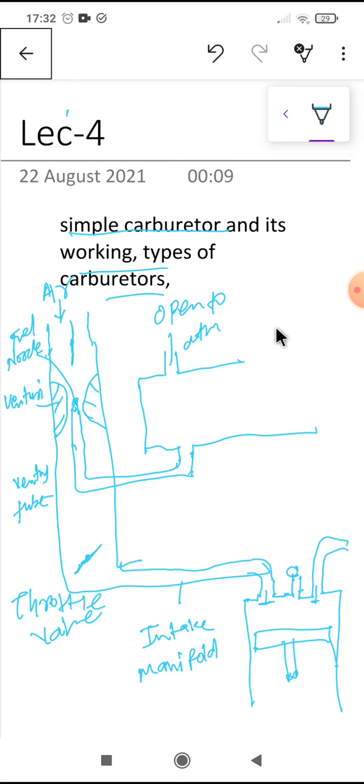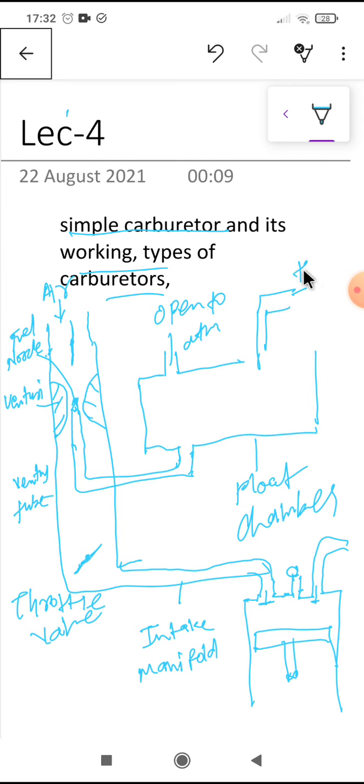From here, the fuel from the fuel tank comes to the float chamber. This is not the whole tank. This is just a float chamber. So this is the float chamber, and from the tank the fuel is coming to this float chamber.